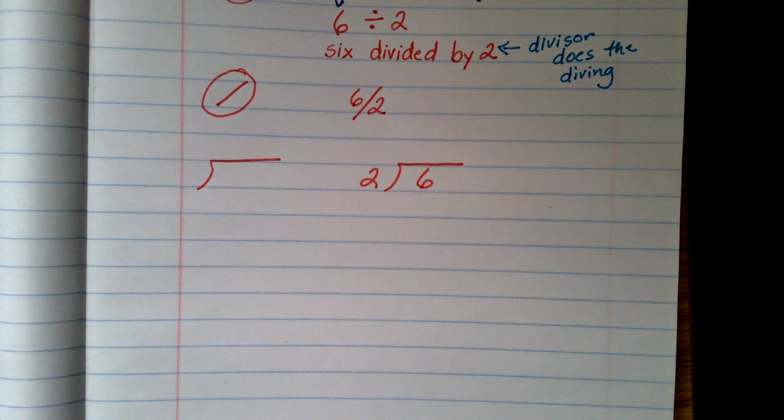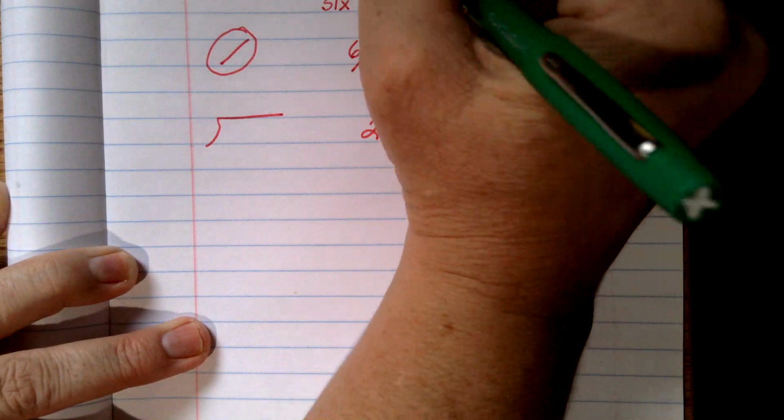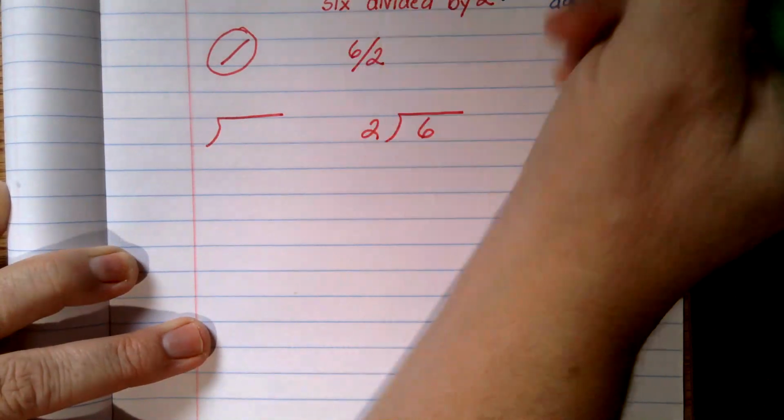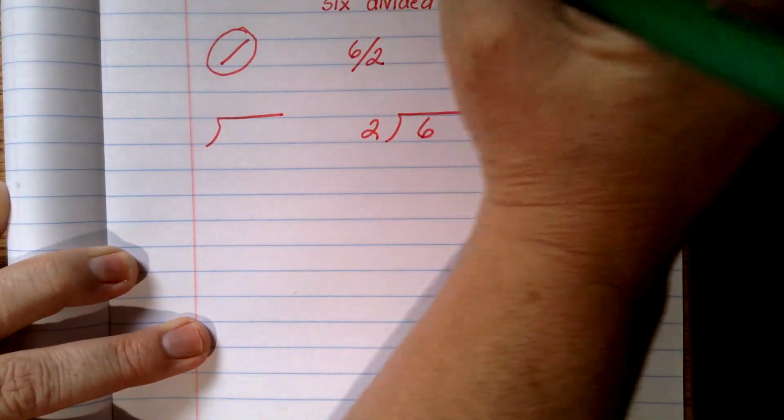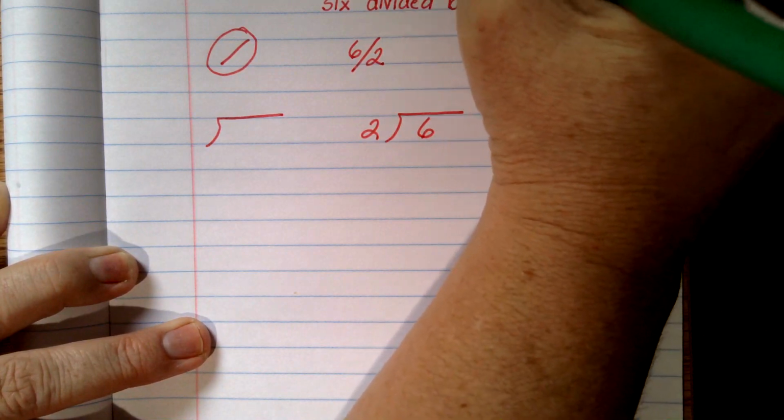And the answer to a division problem is called the quotient. So if we put equals 6, 6 divided by 2 does not equal 6. If we put 3, 3 would be our quotient. It's the answer.